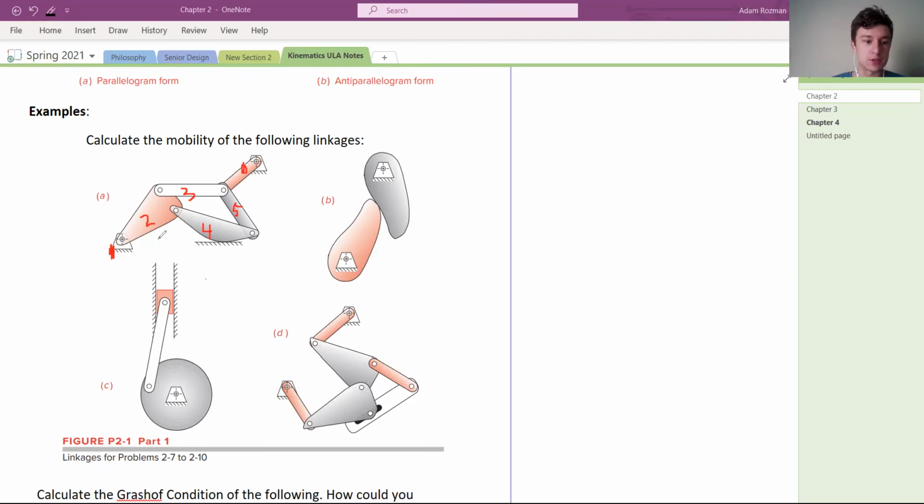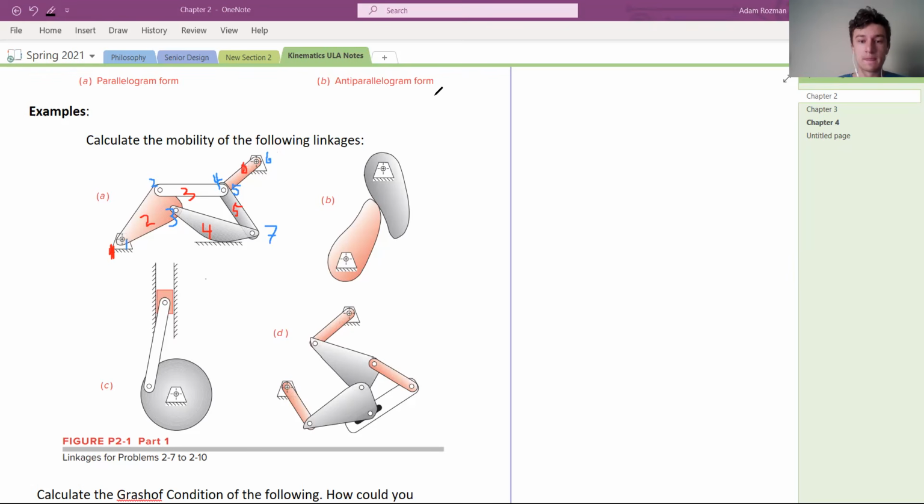Okay, now I'm going to change the color, and I'll start counting full joints. So we have one pin joint here on the ground. We have another pin joint here, pin joint here. We have 2 pin joints here because we have the connection between 3 different links. So 4, 5, we'll call this 6. And then we have our 7th pin joint here.